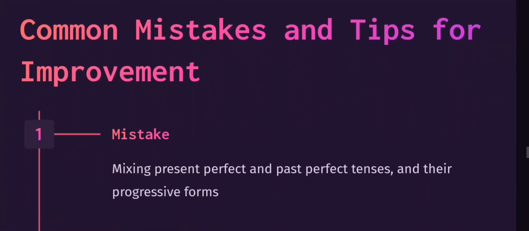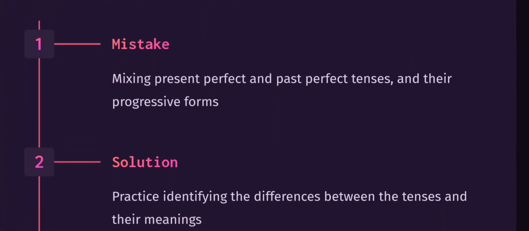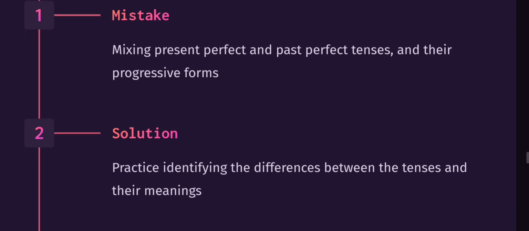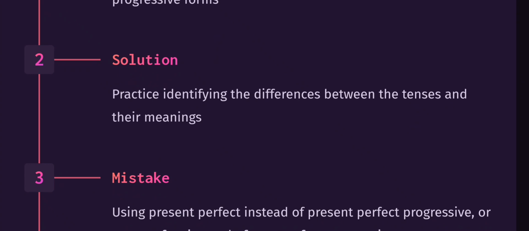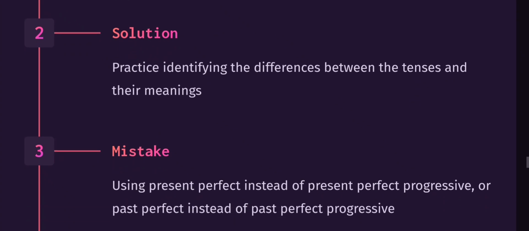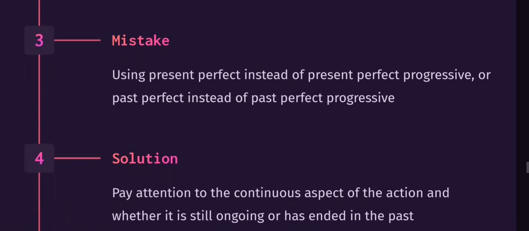Common mistakes and tips for improvement. Mistake. Mixing present perfect and past perfect tenses and their progressive forms. Solution. Practice identifying the difference between the tenses and their meanings. Mistake. Using present perfect instead of present perfect progressive, or past perfect instead of past perfect progressive.